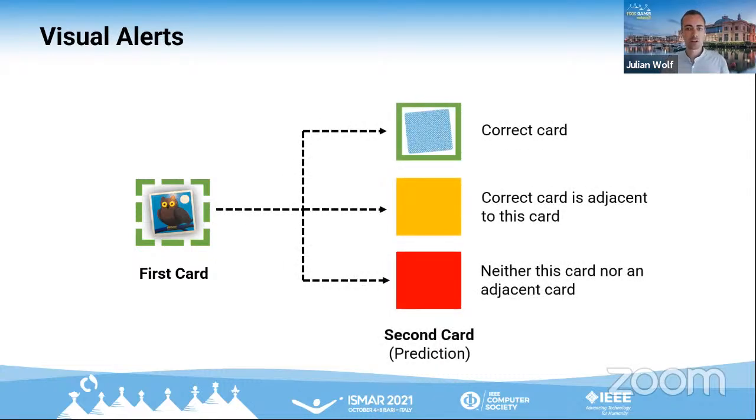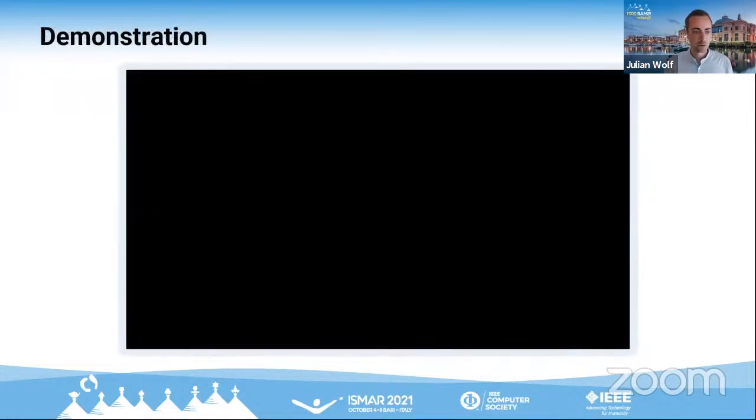And we then display 3 different visual alerts. It's a green bounding box if it's the correct card. If it's not the correct card, but the correct card is just adjacent to this one, it's a yellow visual alert. And if it's neither this card nor one of the surrounding cards, then it's a red visual alert. And with this, I would like to show you a demonstration of our whole setup.